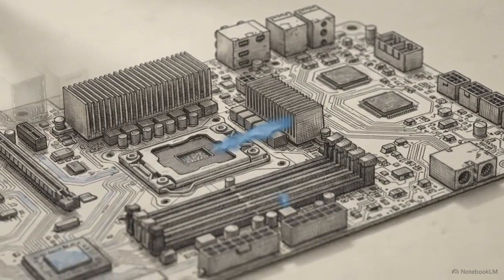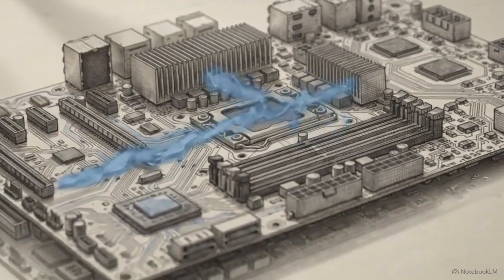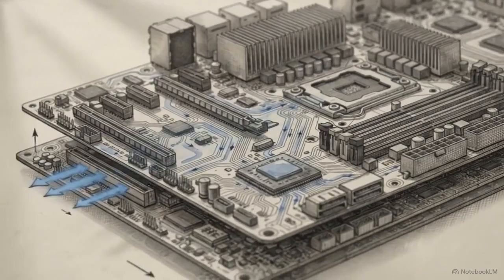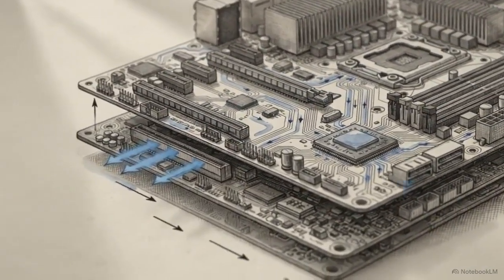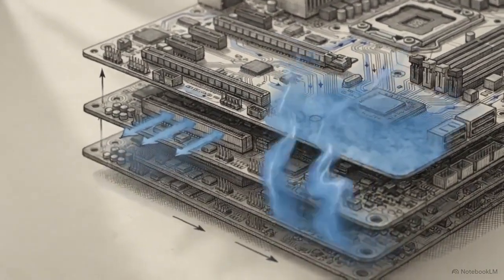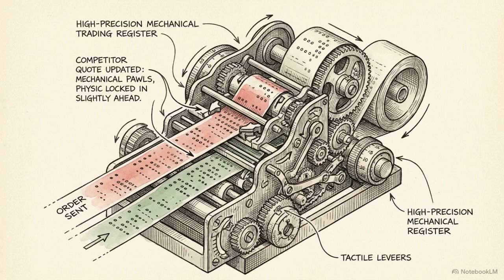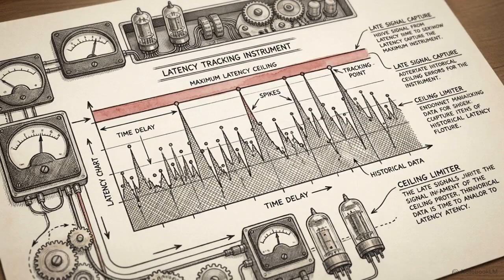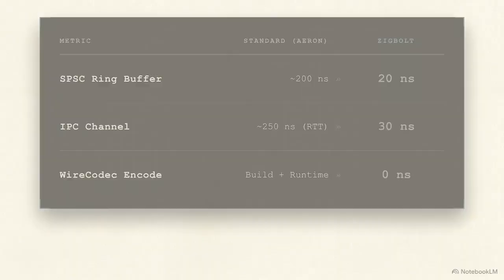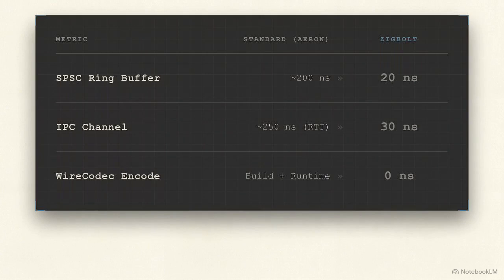In high-frequency trading and algorithmic market making, profitability is dictated by the microsecond. Messaging infrastructure is the core competitive advantage, where one extra context switch lets a competitor update their quote before your order reaches the engine. Most HFT firms rely on Aeron, establishing a standard inter-process communication round-trip latency floor of roughly 250 nanoseconds. This table compares those standard metrics against ZigBolt, a messaging system built in pure Zig.